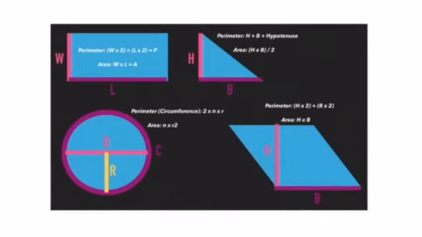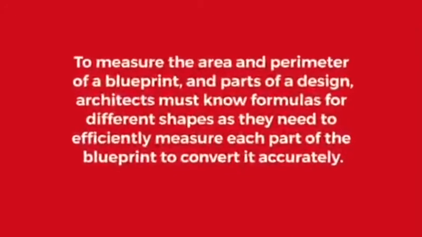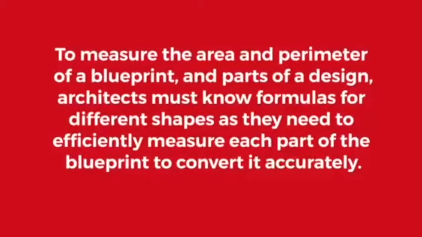These shapes are the rectangle or square, a triangle, a circle, and a parallelogram. We also use many irregular shapes, but those do not have a set formula to figure out the area and perimeter of. To measure the area and perimeter of a blueprint and parts of a design, architects must know formulas for different shapes as they need to efficiently measure each part of the blueprint to convert it accurately.